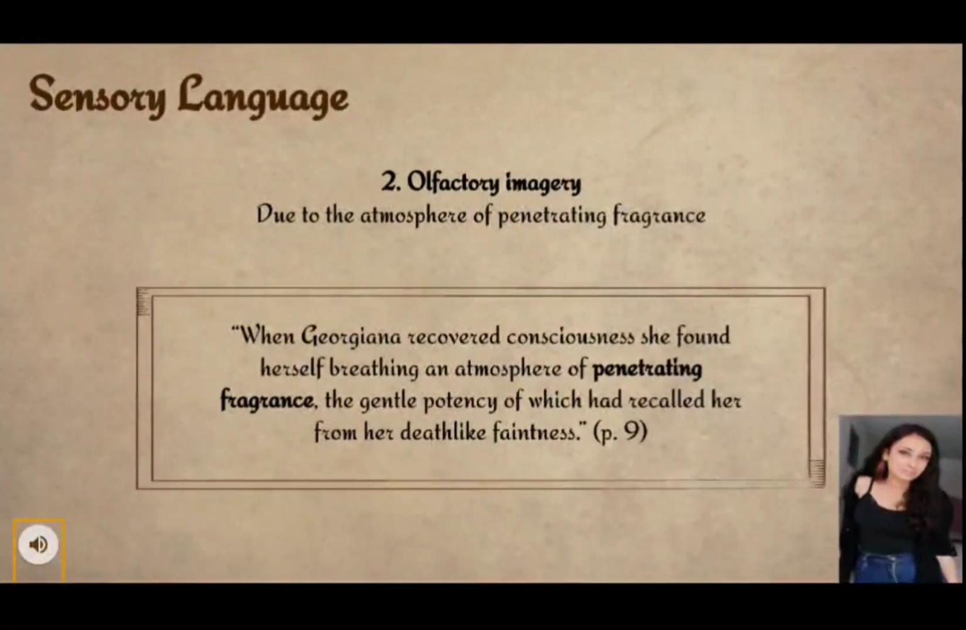The second one is olfactory imagery. It happens due to the atmosphere of penetrating fragrance, as we can notice in the following quote. When Georgiana recovered consciousness, she found herself breathing an atmosphere of penetrating fragrance, the gentle potency of which had recalled her from her death-like faintness.